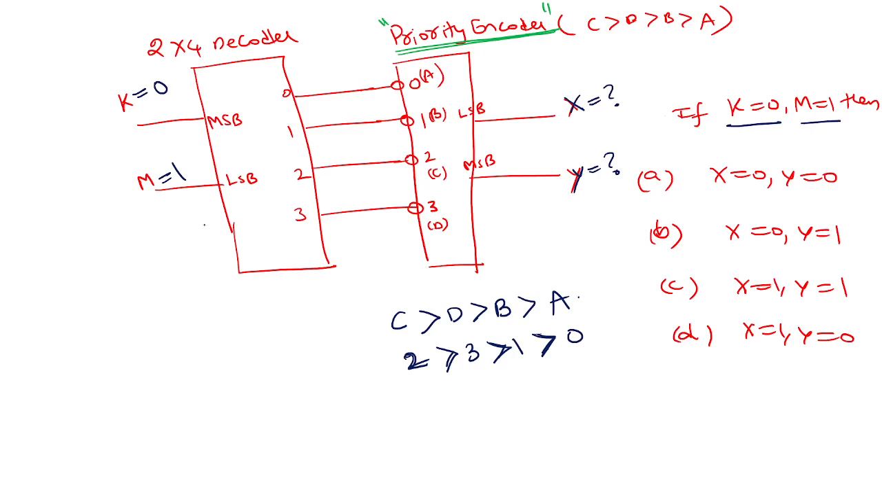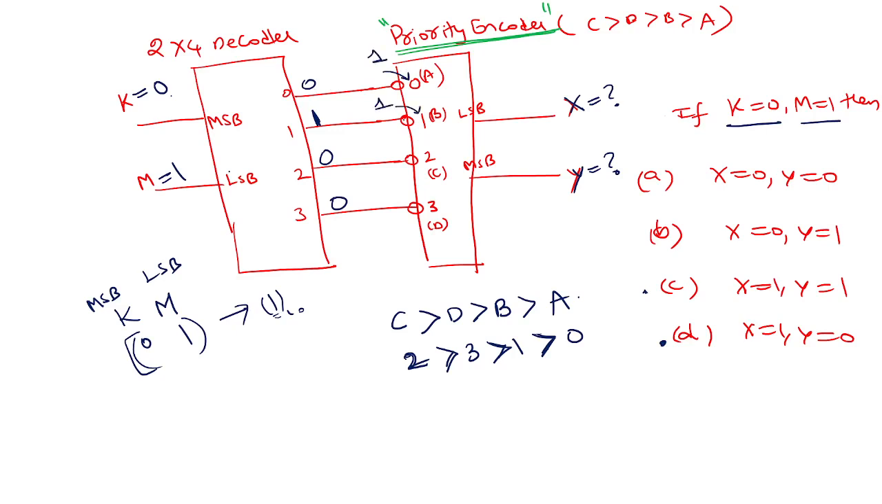Okay, let's look at this problem now. K is 0, M is 1. K is MSB, this is LSB. Option D, somebody is saying option D, somebody said option C. Let's see. This is 0, 1. If you convert it into decimal, this is 1. Means this particular line will be 1. Remaining all will be 0. This is a basic decoder, right? Now here what happened? The input what you are getting is 1, right? Because this is 0 complement.